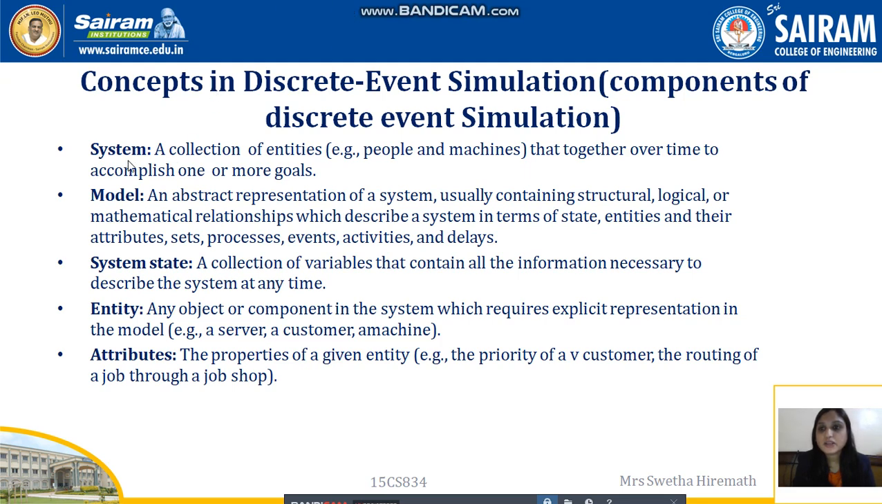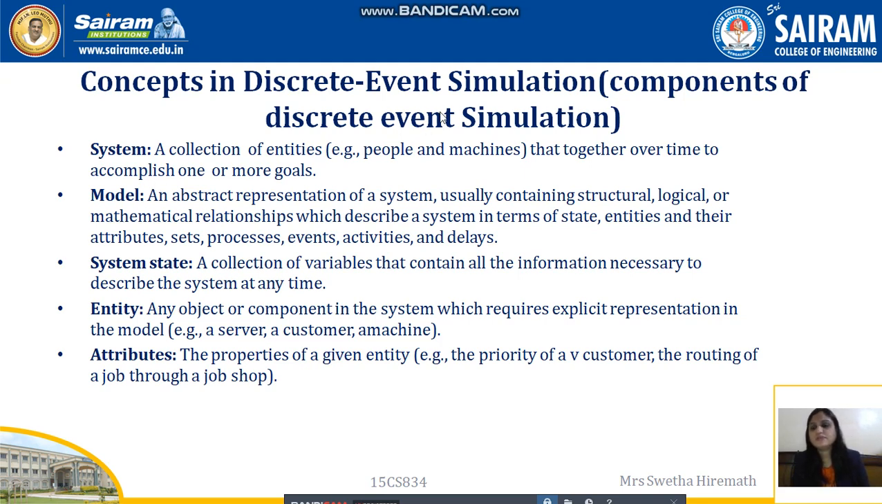So the first component is system, a collection of entities. System is nothing but a collection of entities that together over time accomplish one or more goals. For example, we can consider a factory in which all the people and the machines together will be working in order to obtain some products. They are called a collection of entities, and this collection of entities will be forming a system.